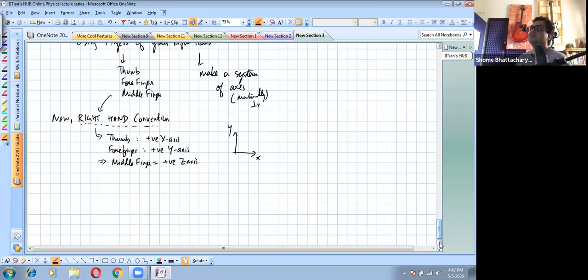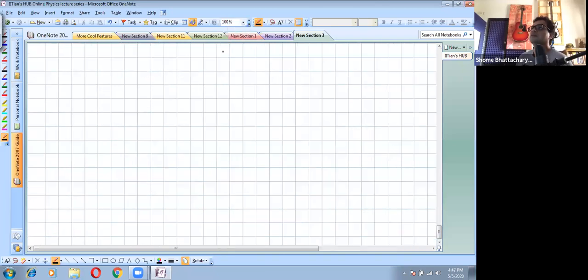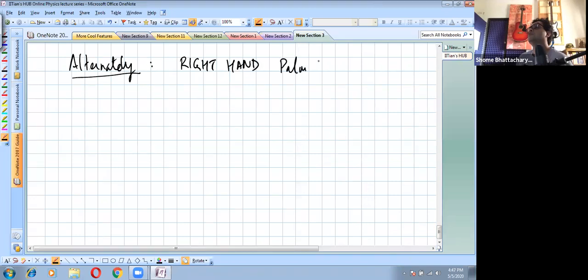Okay. I'll tell you another easy way. So another alternate method. Now, alternately, we can also use what is called the right hand palm rule. Now the palm rule is like this, so again I'm going to minimize this for a moment.